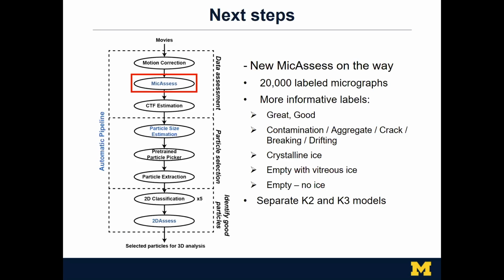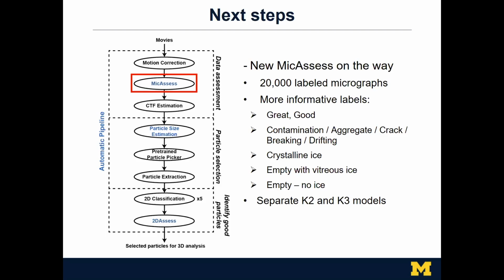And we also aim for more informative labels, not just good and bad. Basically, the good ones are split into great ones and good, just okay ones. And we have 4 different labels for bad ones. So the idea is to give users more information on why this is a bad micrograph, and maybe it can help with your sample preparation or sample optimization.